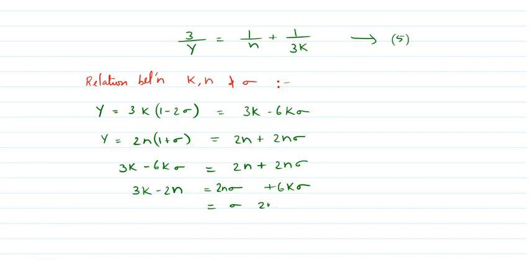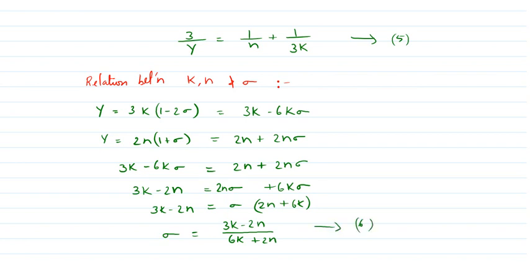So 3K minus 2N will be equal to 2N sigma plus 6K sigma, and we can write it as sigma times 2N plus 6K. So sigma equal to 3K minus 2N divided by 6K plus 2N. This is the final one.